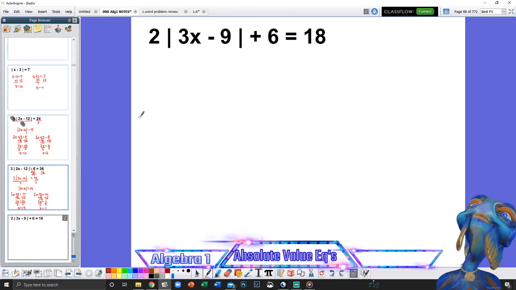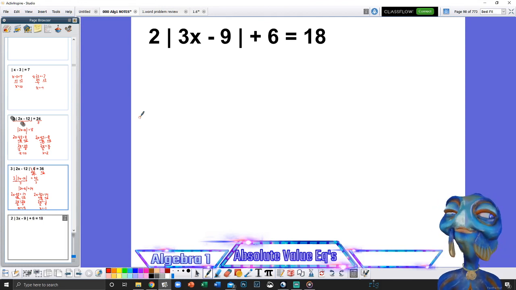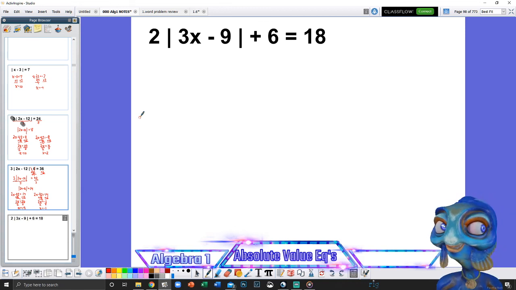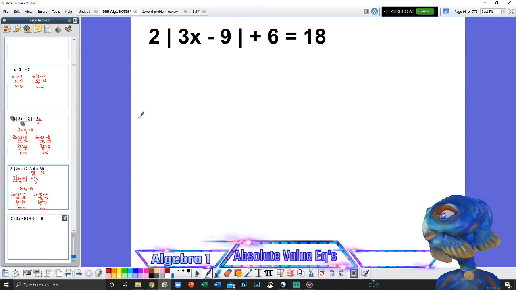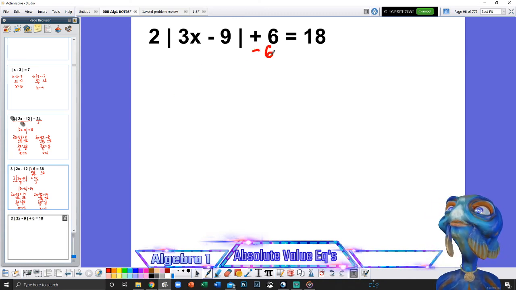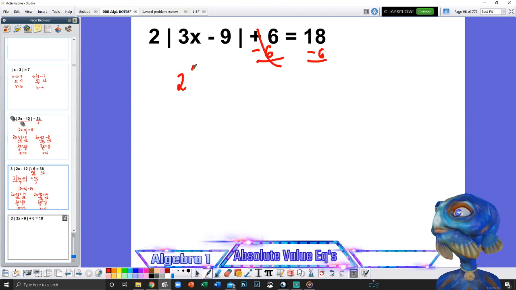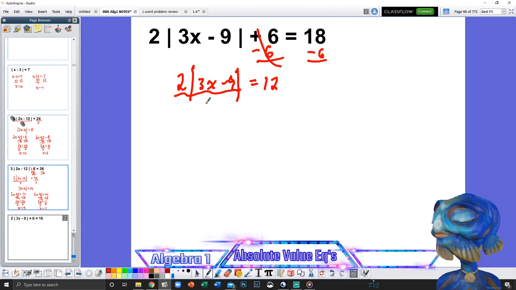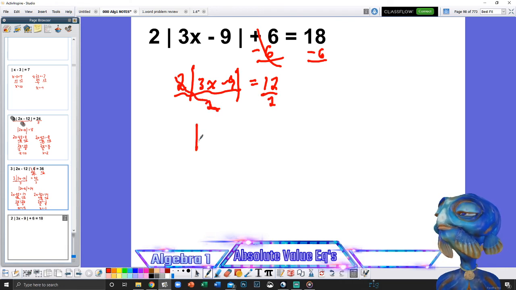Alright, you go ahead, try this one, and again, if you've got this, you are good to go. Alright, looks like you've done it. So this time you remembered to subtract the 6 first. Those canceled. I'm left with 3x minus 9 in the absolute values. Over here it equals 12. I divided both sides by the 2 that was touching. Those cancel.